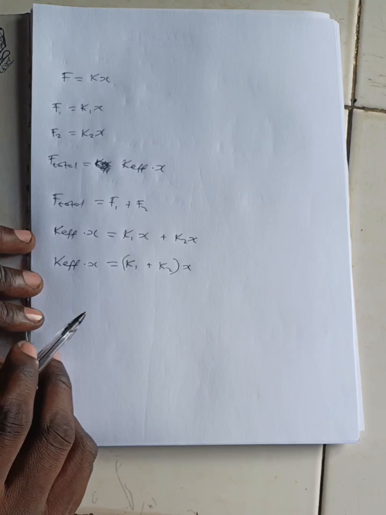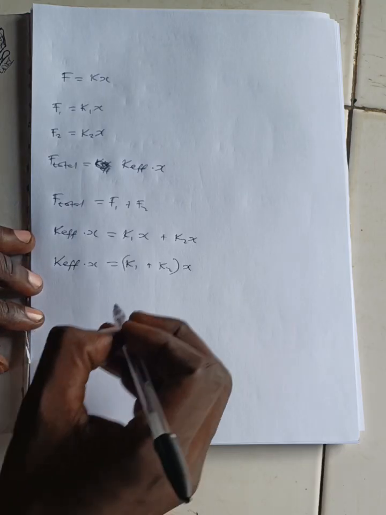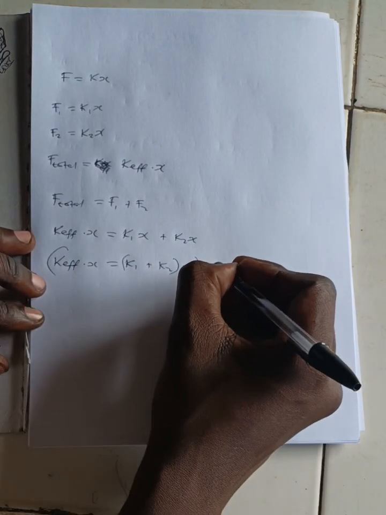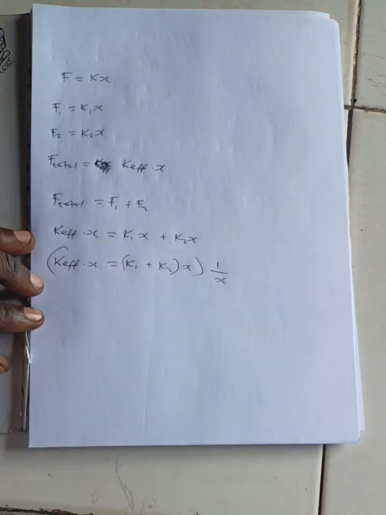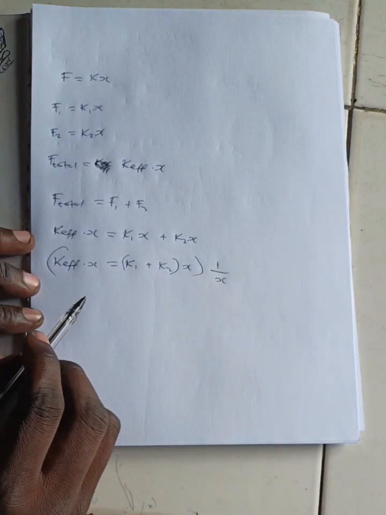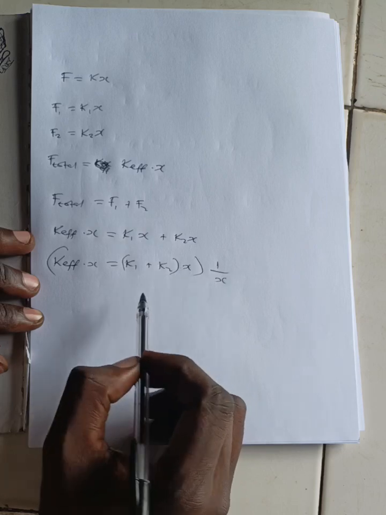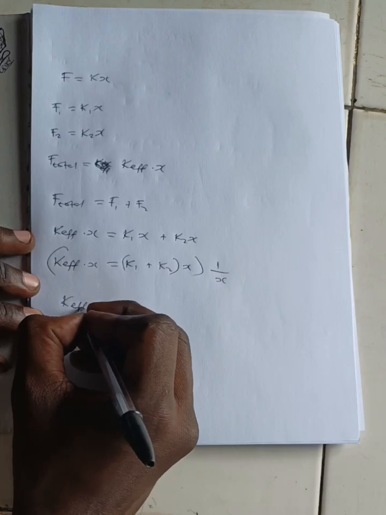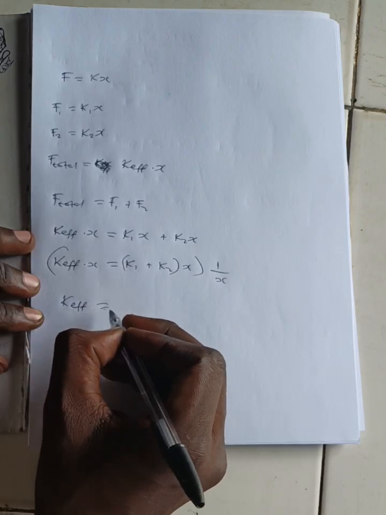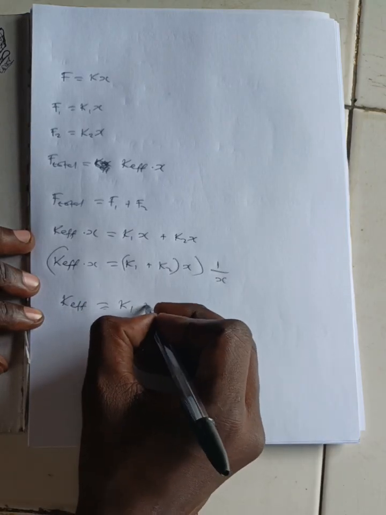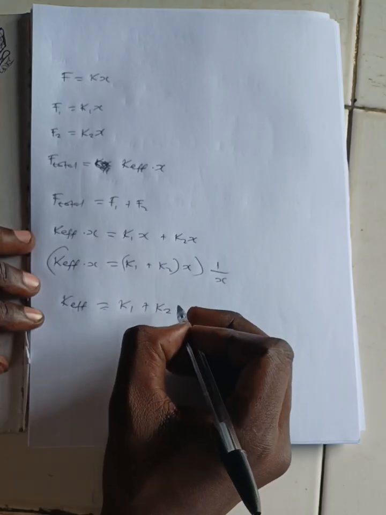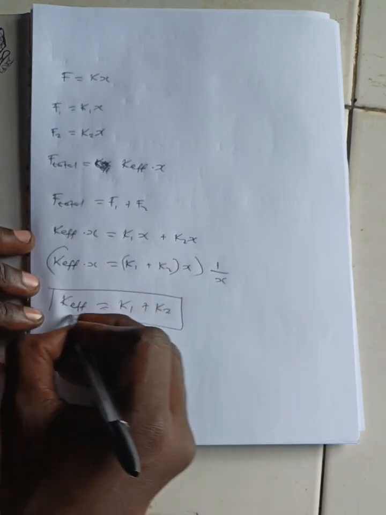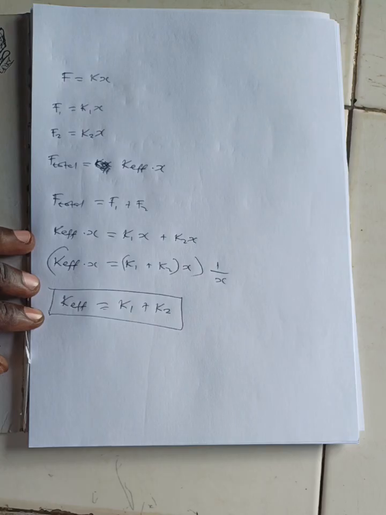What we do after this is we're going to divide the whole equation by X. Then this and that will go. What we'll have is KEF, which is the effective spring constant, will be equal to K1 added to K2. So this is the formula you use to find the effective spring constant for springs connected parallel to each other.